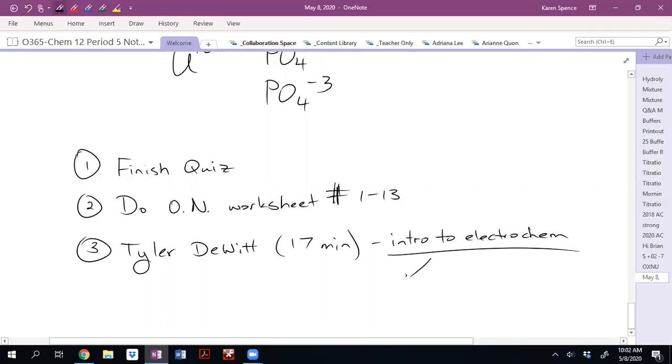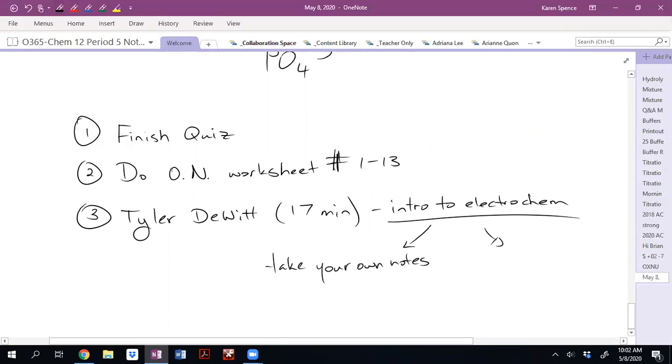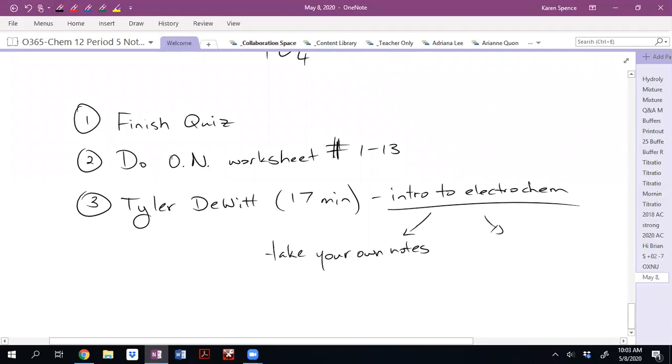There are 2 ways you can do this. You can either take your own notes, or I have fill in the blank notes. But I know that you might not want to print out fill in the blank notes. So you can just take your own notes if you prefer. Some of you have computers where you can draw things and whatnot, so you could just write on the notes in your computer. Whatever works best for you, just make sure you're getting the general gist of what's going on there.